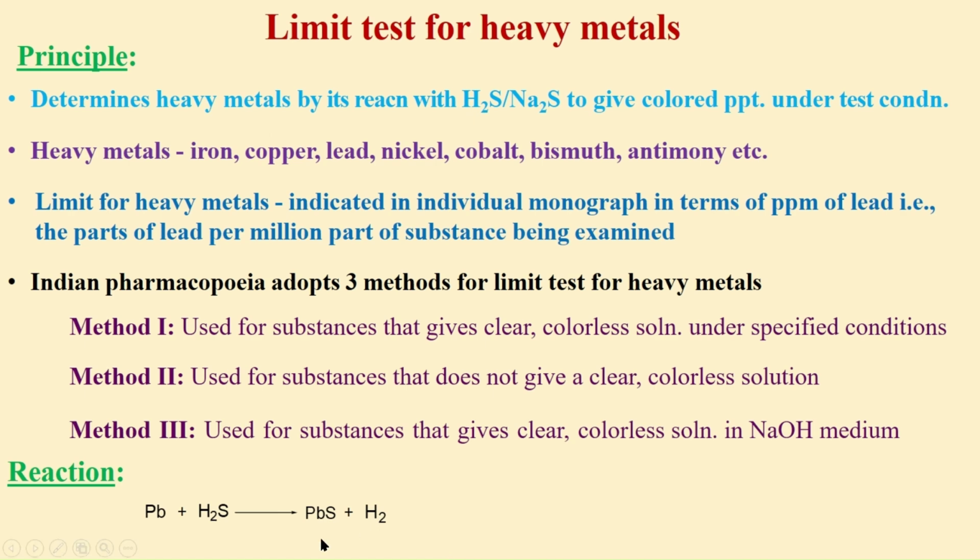The lead sulfide which is formed gives a coloration which will be brownish in color, and it is compared with the standard. Instead of hydrogen sulfide, we can also use sodium sulfide. If it has lead in the form of lead chloride, it reacts with sodium sulfide and gives rise to lead sulfide and sodium chloride. Sodium chloride dissolves in water and lead sulfide precipitates, and that gives a colored precipitate.